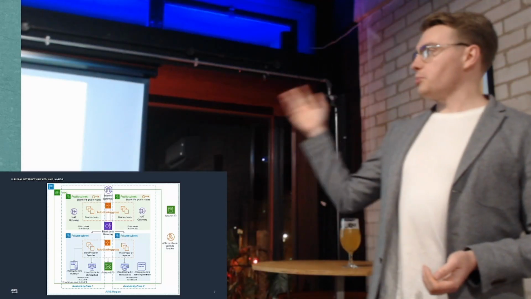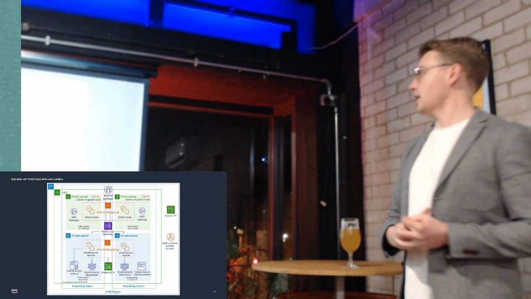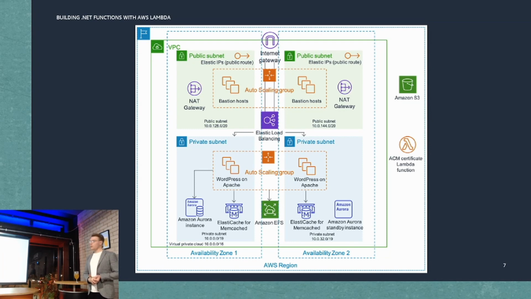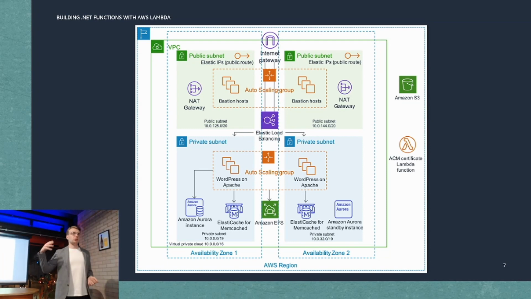So if you wanted to run WordPress in a highly available way, this is what it would look like. And you can see there's an awful lot of things going on there. We've got servers, we've got databases, we've got load balancers. We've got all these other things that we need to manage, we need to operate, we need to think about. That's an awful lot of work for people to be doing just to run WordPress.